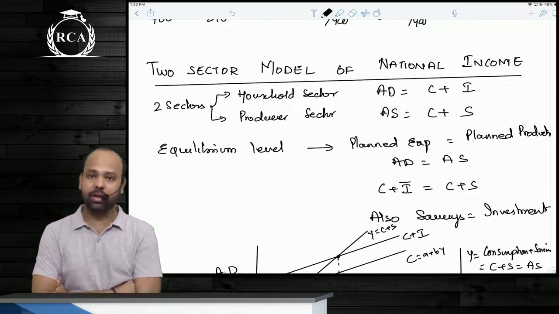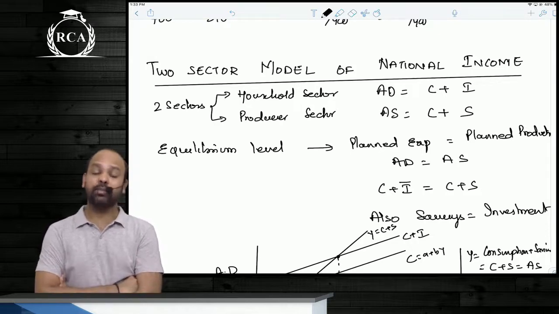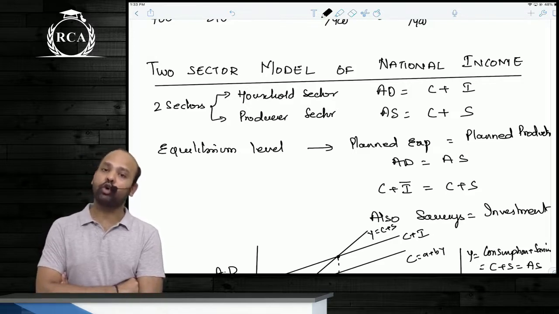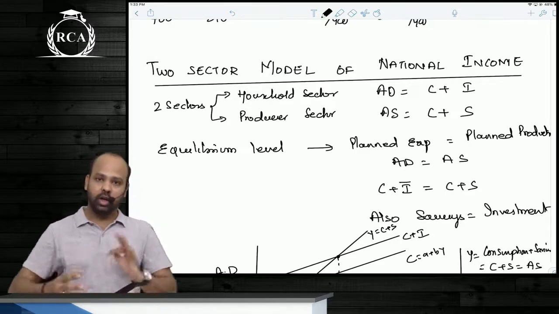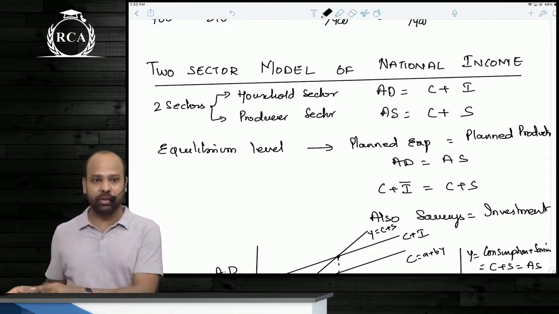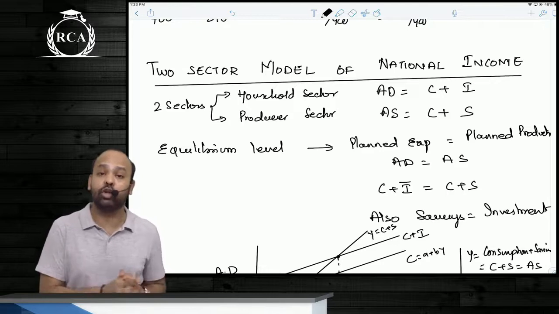Please do not forget that savings can change with income, but we are assuming that investment is constant. The amount of investment that the business firms are going to make is assumed to be constant in the short run. So the equilibrium position will be achieved where C plus I is equal to C plus S, or indirectly, savings should be equal to the amount of investment.